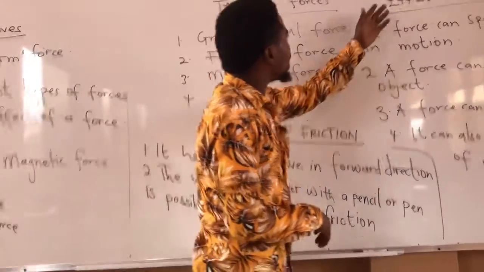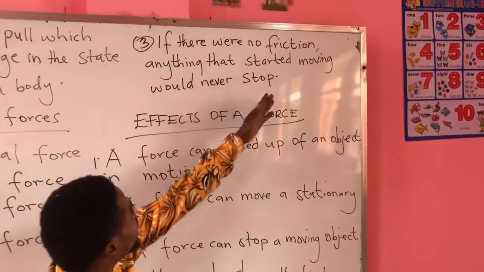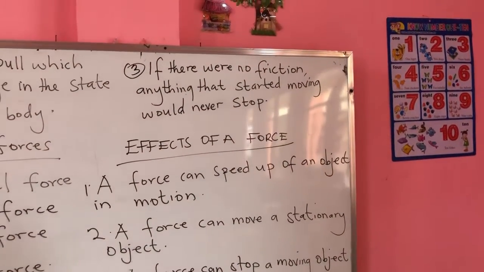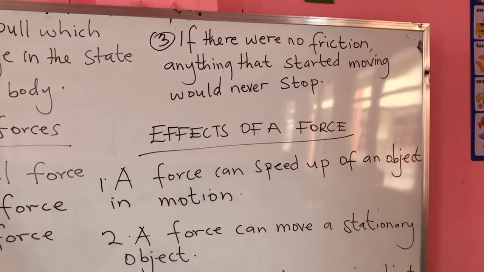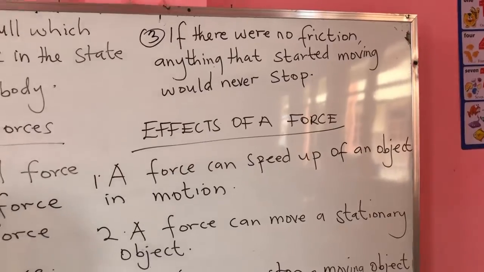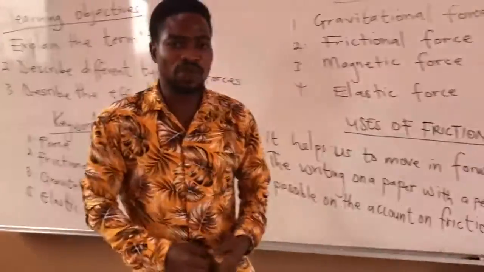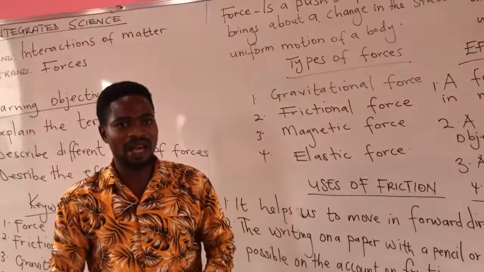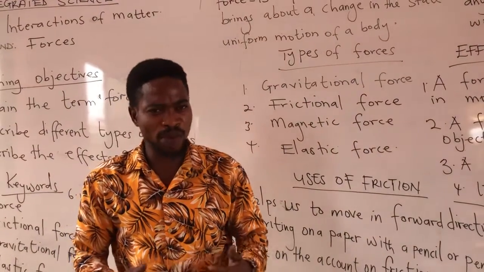Now the last one is, if there were no friction, anything that started moving would never stop. So you move, you walk around the compound. Friction helps you to stop when you want to stop. It also helps you to walk. There is a force between the sole of your shoes and the surface of the earth that helps us to move in any direction. I hope you understand this.